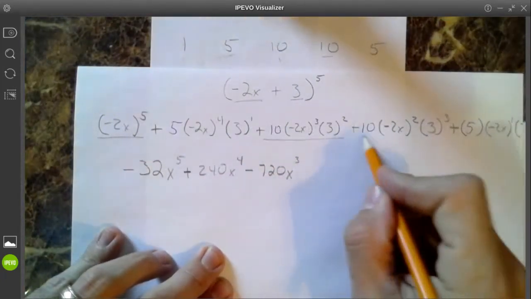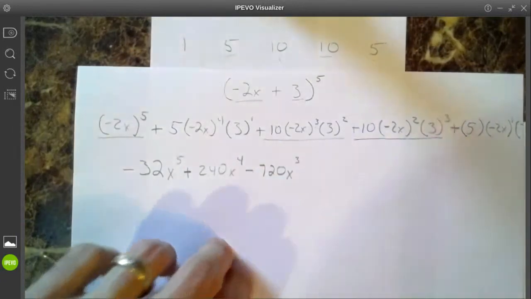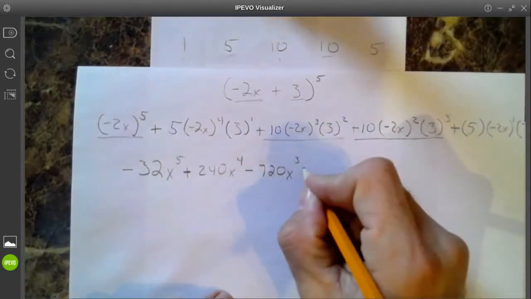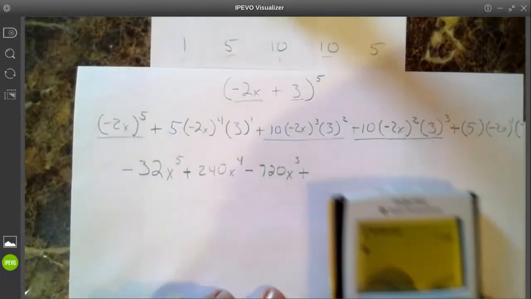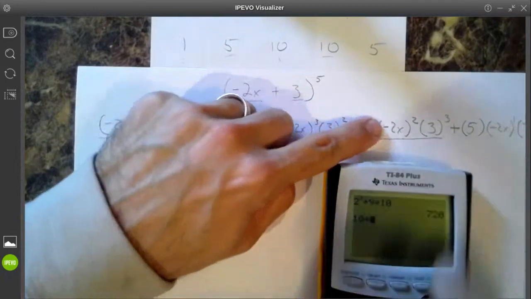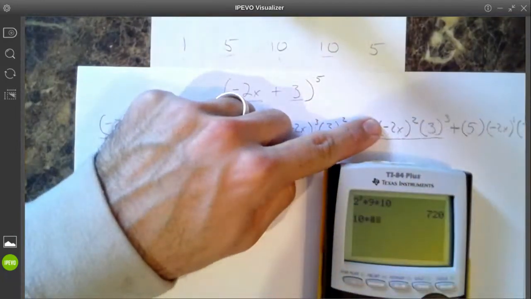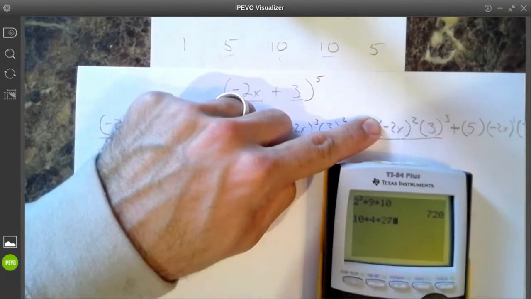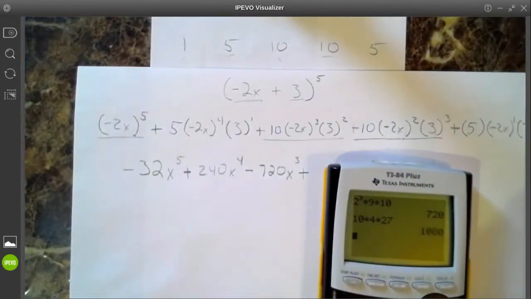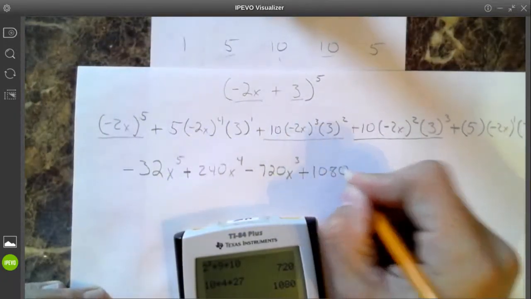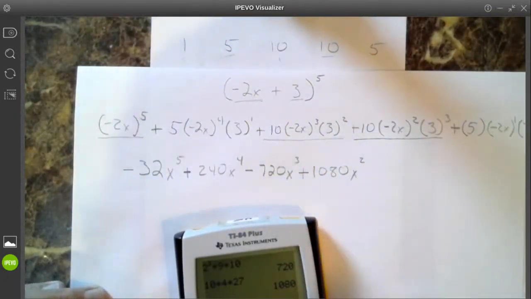And then for our next one, all right, we've got 2 negatives, so this is going to be a plus sign this time. We're going to have 10 times 2 to the second. That's equal to 4 times 3 to the third. 3 to the third is equal to 27. All right, 1080. 1080, and that'll be x to the second.